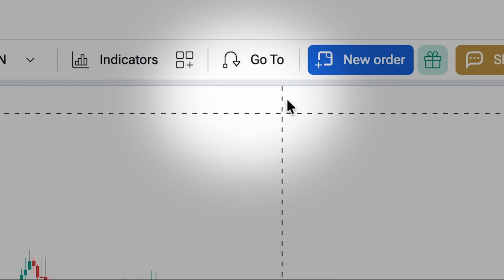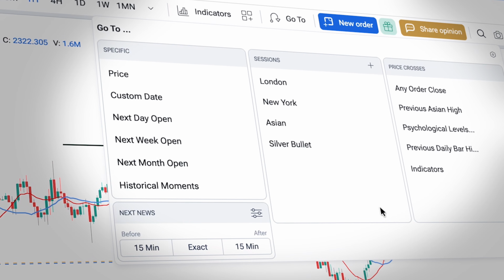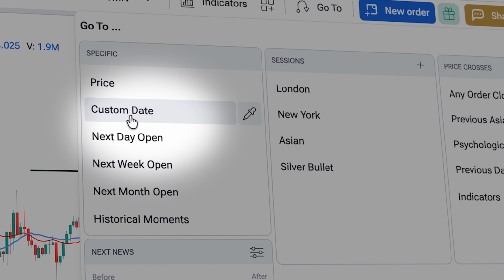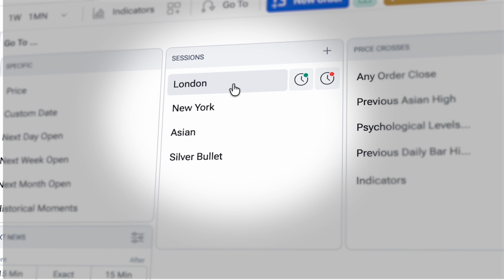Now for us to select that, we have to go to the section called go to. In the go to, you can pick whatever situation you want to be in the market, like for example what price you want to be at, the particular date you want to test your strategy, and even the particular sessions. Well, of course we're going to go for custom date because we're looking to trade within the December time, right?